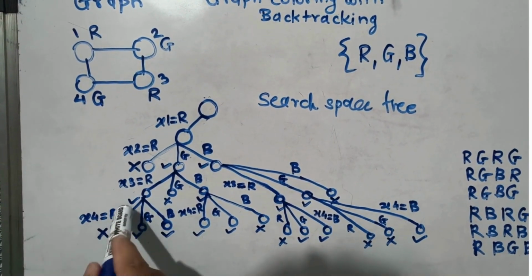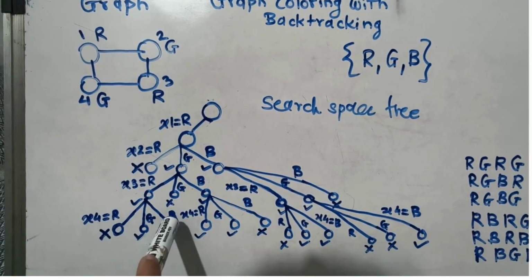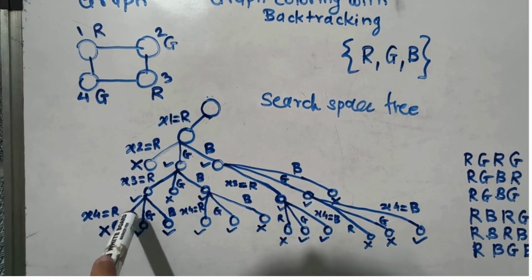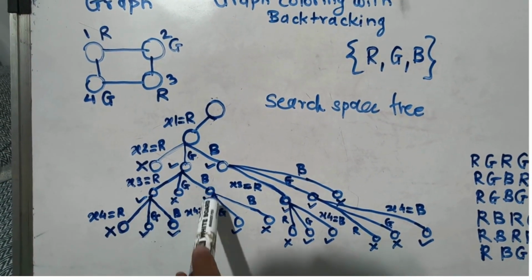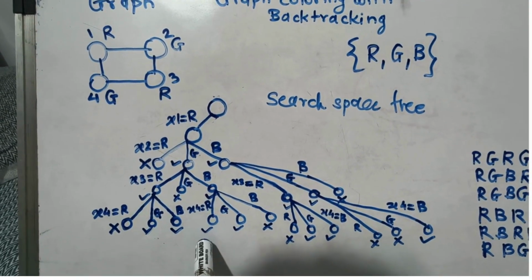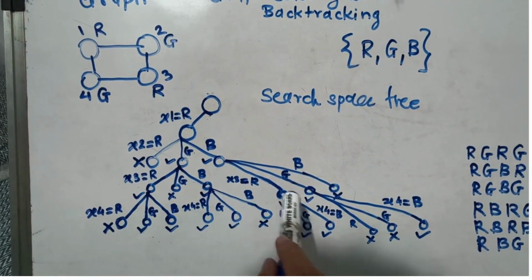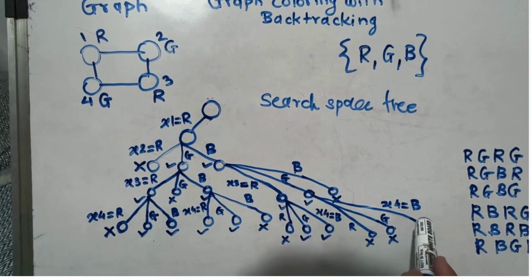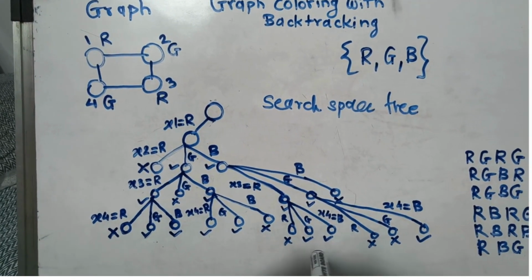Then we will move to the x4 node. For all possible solutions, we will check red, green and blue. Red is already there, so we can't give red color, so we will make a cross. Green, yes, we can give, and blue also we can give. In the same way we will check for blue. x4 equal to R, G, B. Can we give red? Yes, we can give. Green, yes. Blue we can't, we already have it. So in the same way we have to find out for all remaining nodes, and we will get all possible solutions. Wherever we have a tick, we can move with that node for the next possible solution.